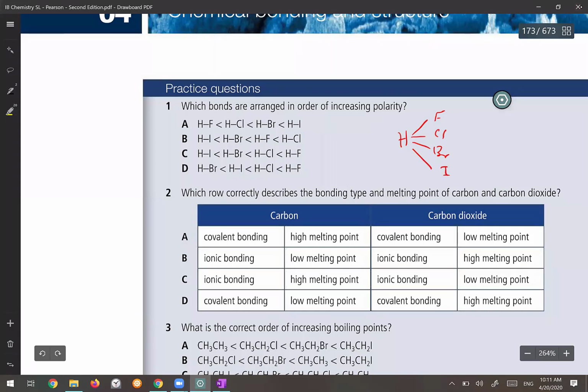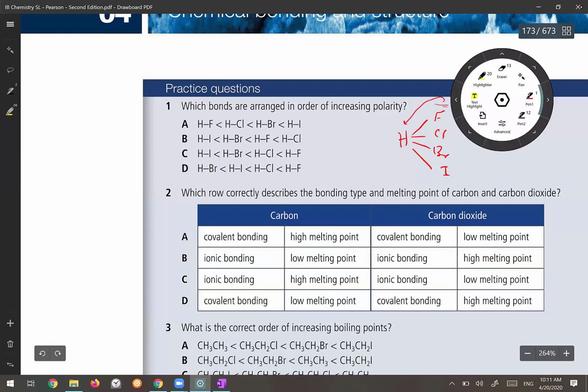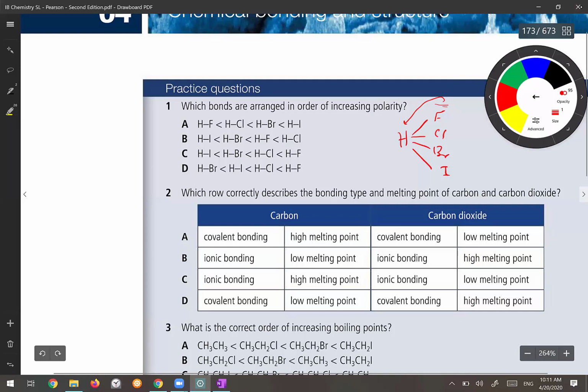And you know that all of these halogens have an electronegativity more than hydrogen. And going down the group, the electronegativity decreases. So the most polar bond is between HF, then HCl, then HBr, then HI.